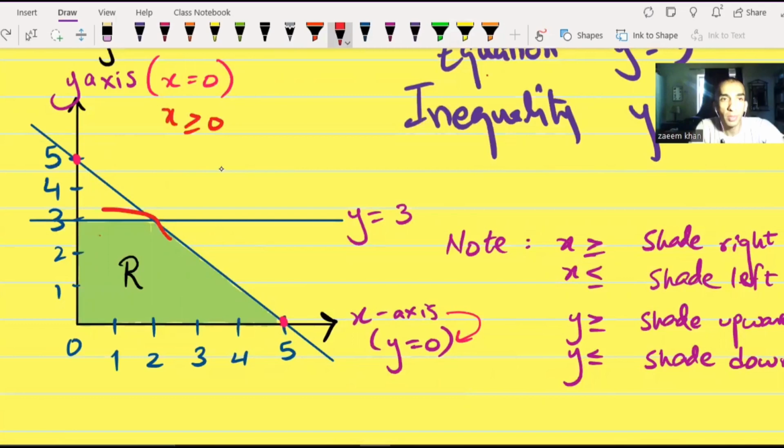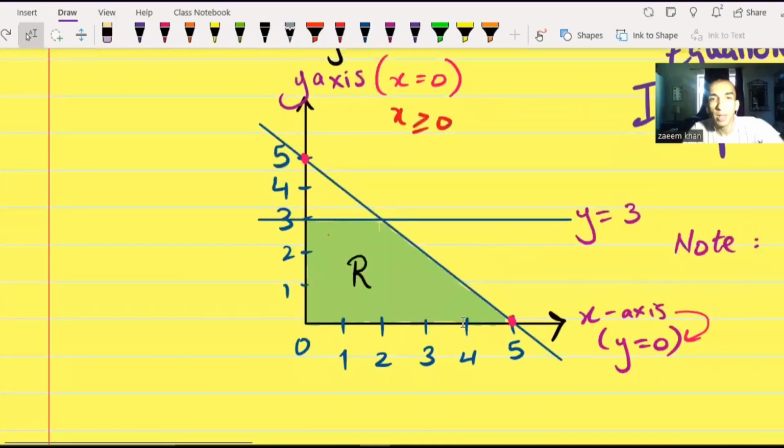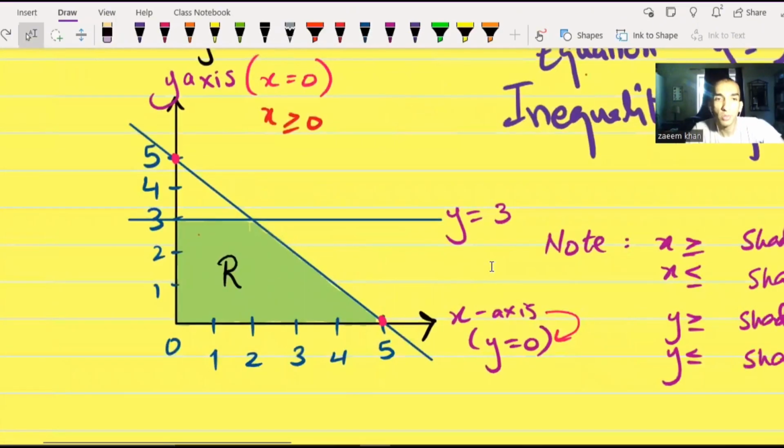Why are we going on the right of it? Because the shaded region exists on the right side of this line. Where do we have values bigger than this number, x is equals to 0? Obviously towards the right of it. 1 is bigger than 0, 2 is bigger than 0, 3 is bigger than 0, 4 is bigger than 0. So we need to stay towards the right side of the line x is equals to 0. All the values on the right of it are greater. All the values on the left of it are less than the value, right?